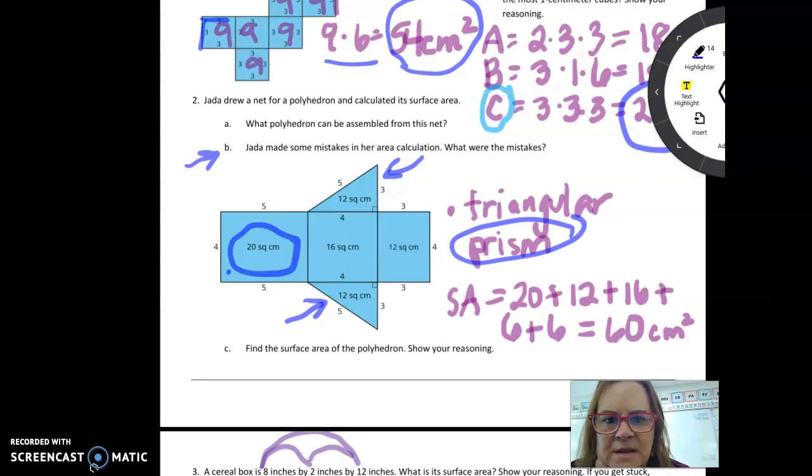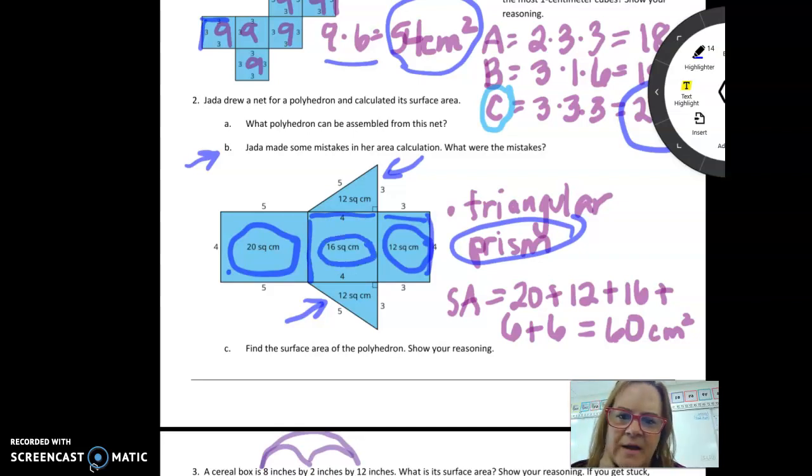So that's correct. This face over here on the right side is a 3 by 4, and 3 times 4 is 12, so that's correct. This square face is a 4 by 4, and 4 times 4 is 16, so that's correct.